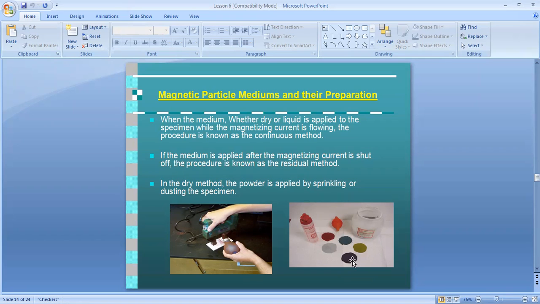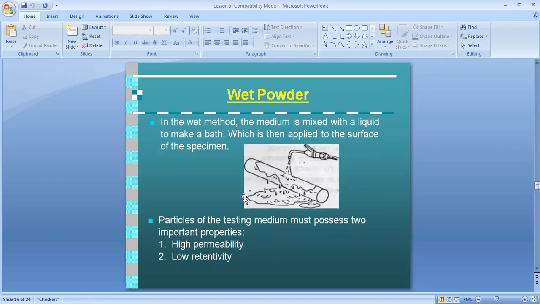When the medium, whether dry or liquid, is applied to the specimen while magnetizing current is flowing, the procedure is known as the continuous method. If the medium is applied after the magnetizing current is shut off, the procedure is known as the residual method. Medium means iron particle, so if you stop the current and then apply the iron particle, that is known as the residual method. In the dry method, the powder is applied by sprinkling or dusting the specimen. In the wet method, the medium is mixed with liquid to make a bath, which is then applied to the surface of the specimen. See here, this is the wet method.